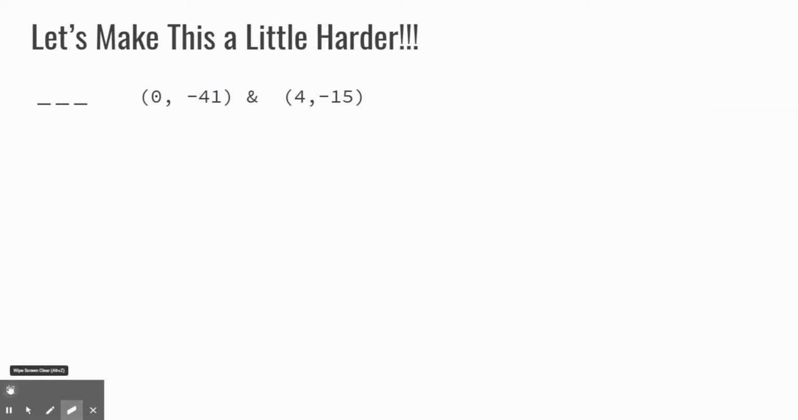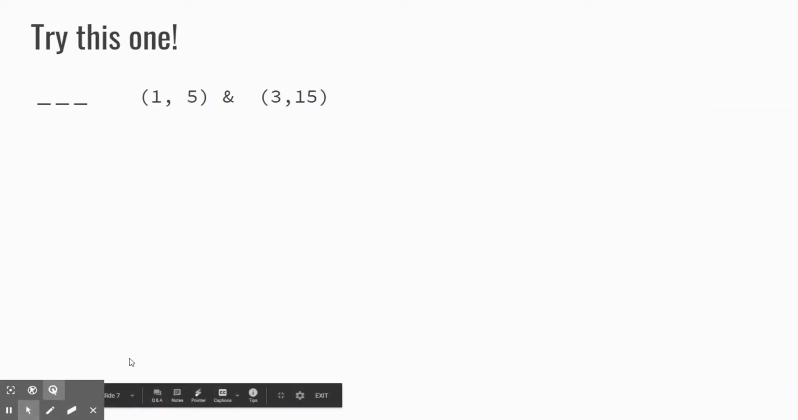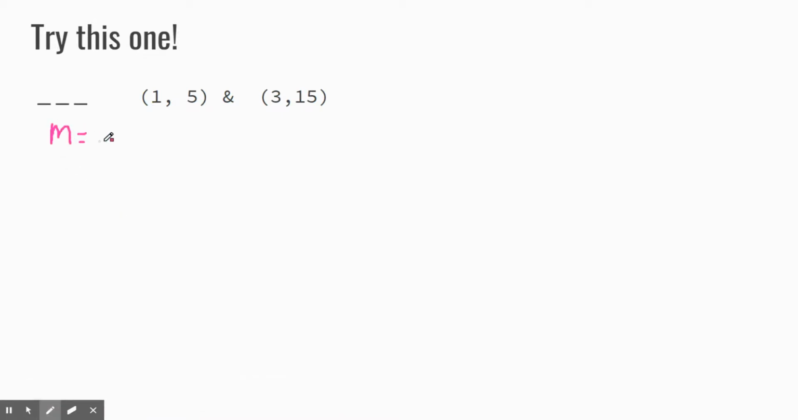All right, let's try another one of these harder ones. All right, again, we have to find our slope first. So our slope formula is m equals change in y over change in x, or rise over run. And the other way we write that is y2 minus y1 over x2 minus x1.